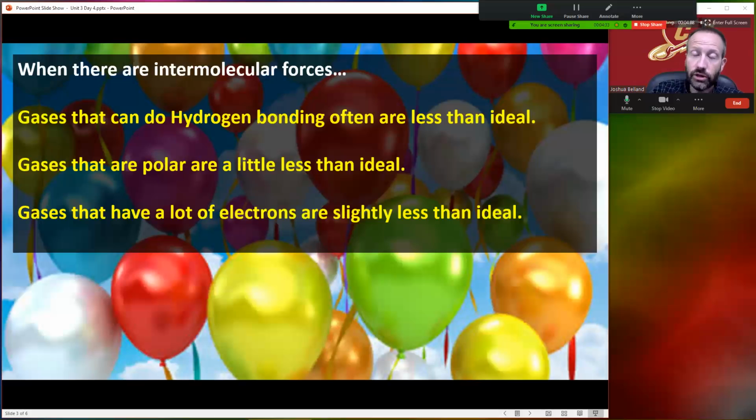So what are the consequences when they are pulling together? Well, this makes sense. If they're pulling each other together, they have less pressure because they're not hitting the walls as often, and they're not hitting the walls as hard because they're pulling each other together. Okay, so the pressure is going to decrease if there's a lot of intermolecular forces. The pressure will be less than expected by the ideal gas law or something like that. That's how they would phrase it.